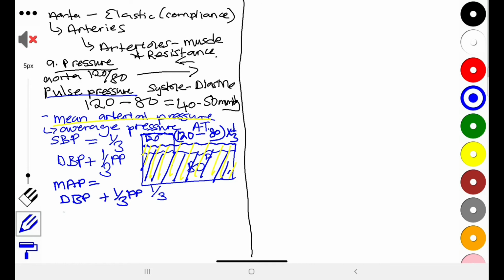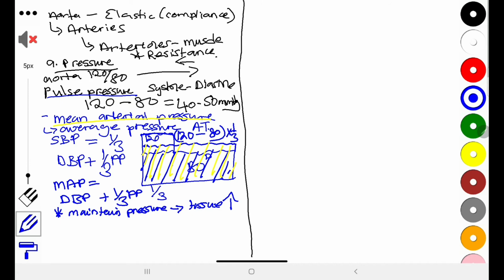Alright, having said that, we should know that the whole goal of this is to maintain pressure to the tissue. Okay, so this is the pressure that is required to be maintained for the tissue to stay okay.